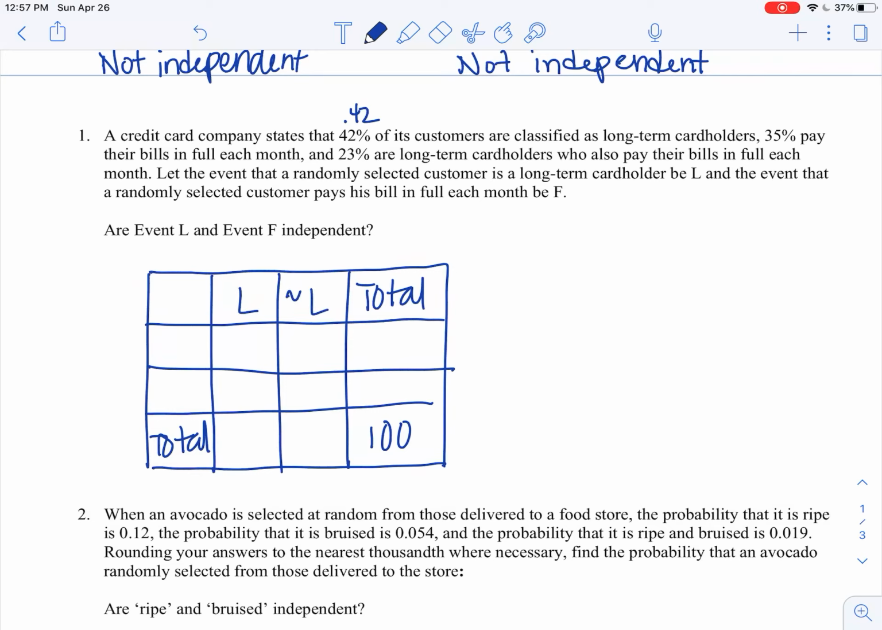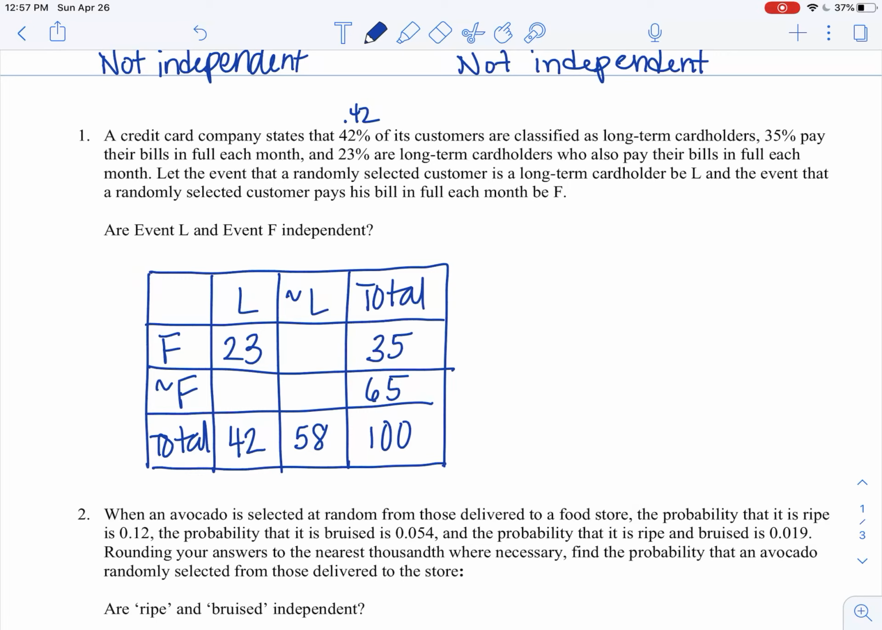It says 42% of its customers are long-term. So 42 out of those theoretical 100 people are long-term. That leaves you with 58 that are not long-term. It says 35% pay their bill in full every month. So 35 for that, and then 65 would not pay their bill in full every month. And then it says that 23% do both.